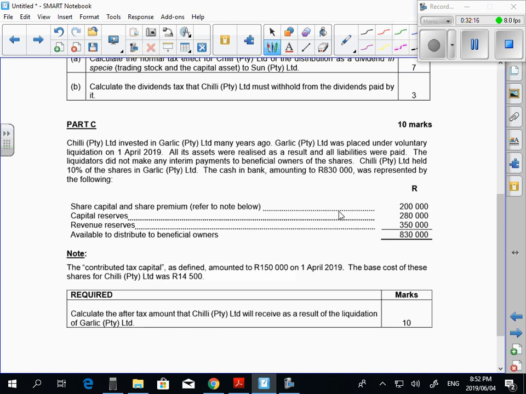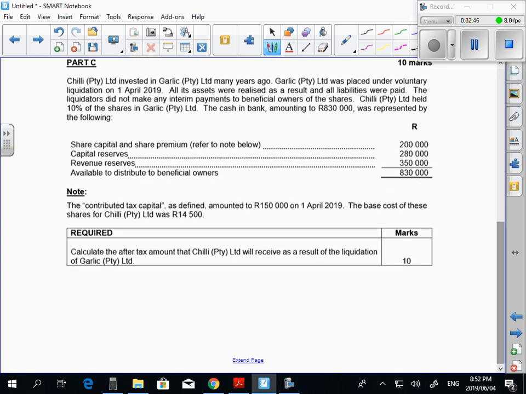So in this question, it says Chile invested in Garlic many years ago. Garlic was placed under voluntary liquidation on 1 April 2019. All of its assets were realized, and as a result, all liabilities were paid. The liquidators did not make any interim payments to beneficial owners of shares. They held 10% of the shares in Garlic. The cash in the bank amounted to 830, represented by the following. So what they've done is they've given you the table after the liquidation.